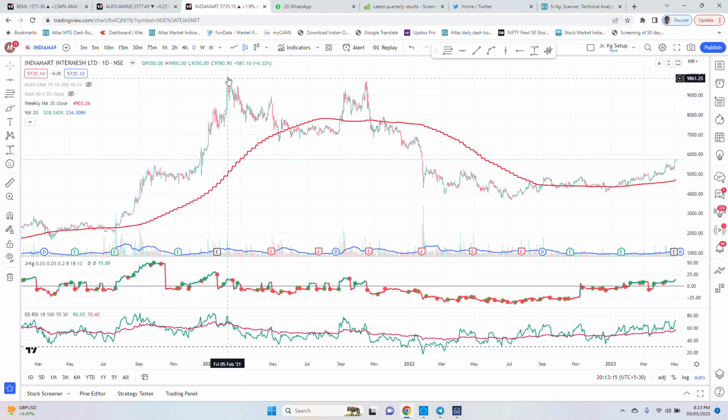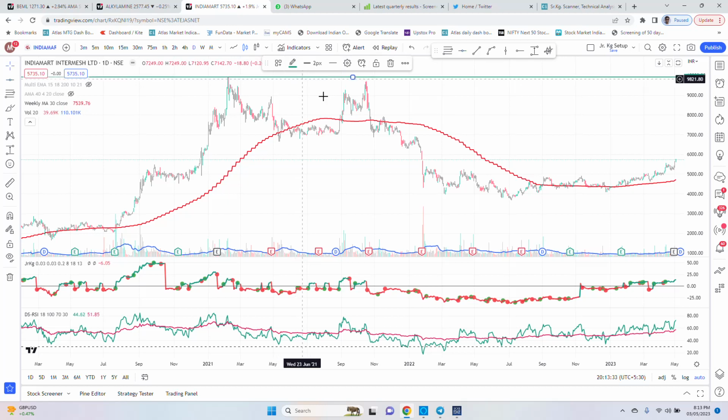And then you see this was the top made at 9950, so you can consider it as 10,000. And then the stock came down, took a support of the 30 moving average, consolidated, again went up, and then again came down. So the first sign is, when it took a support and started going up, it didn't break this high of 9920. Before that only, the stock started to come down.